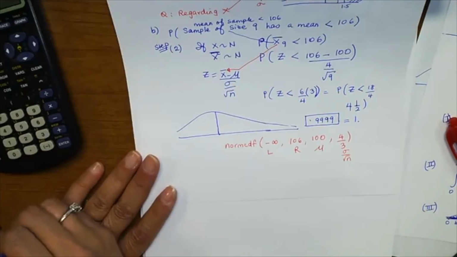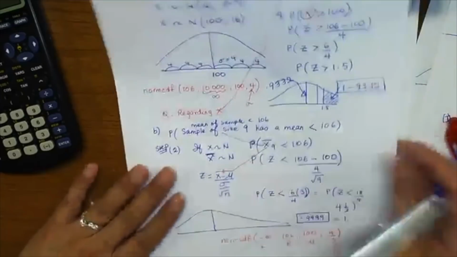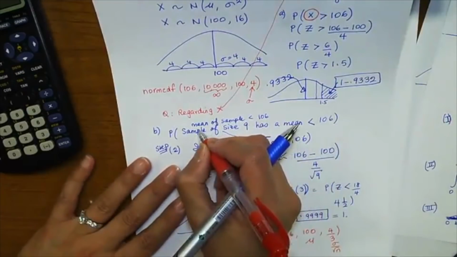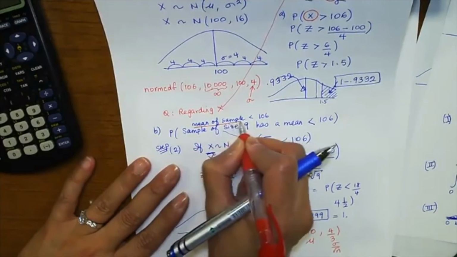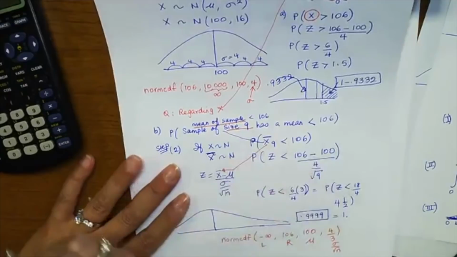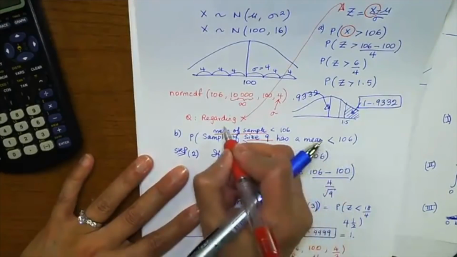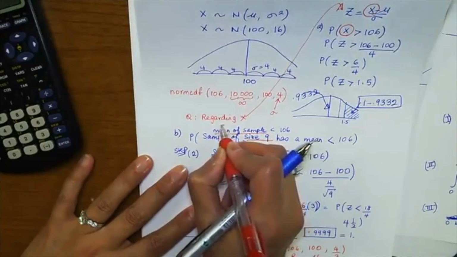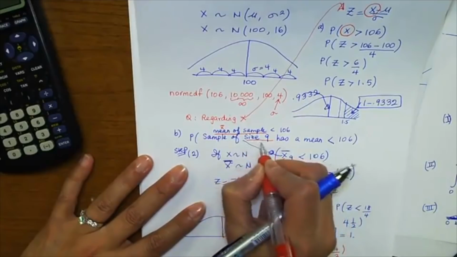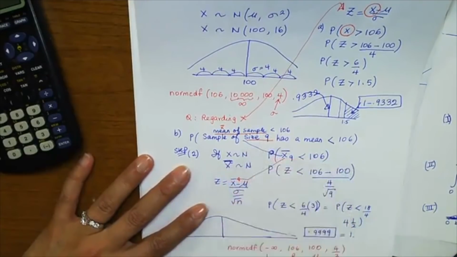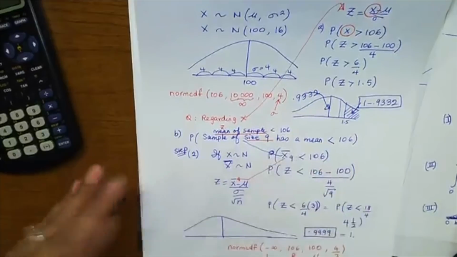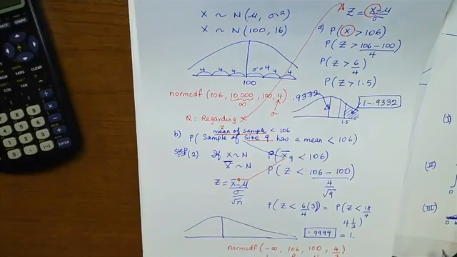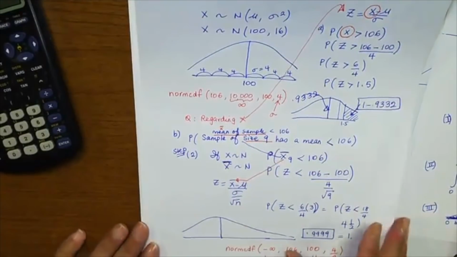Question? So you know that it's an X bar question when it gives you what? It gives me a mean of a sample of size 9. That's how I know. The mean says I want X bar, and this is telling me sample size 9. As soon as I say mean of a sample, then I know it's X bar.